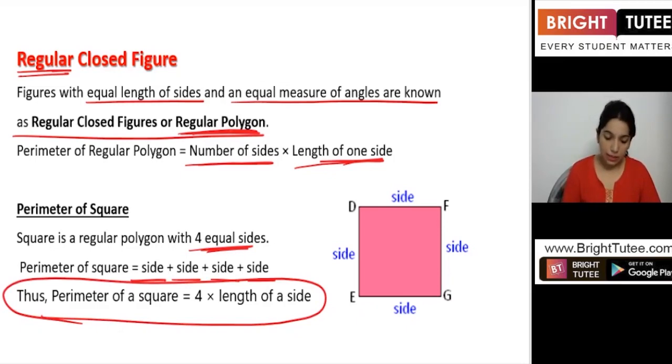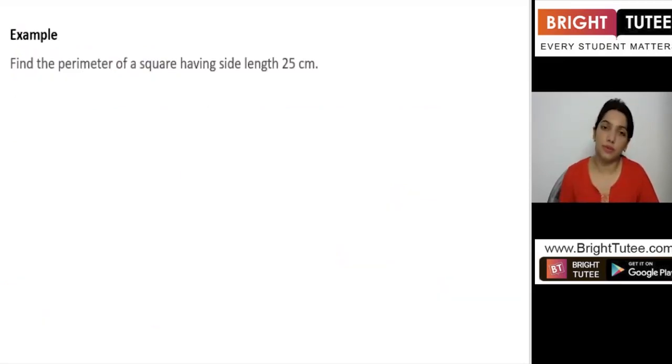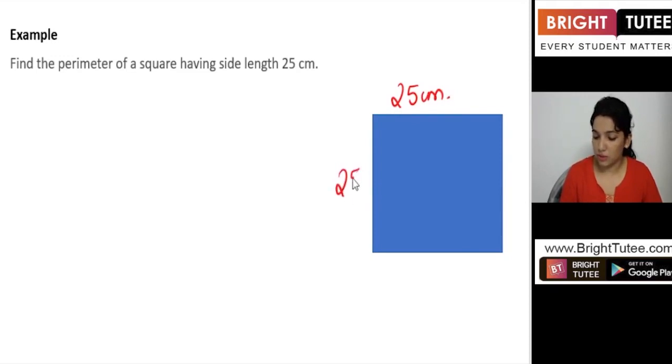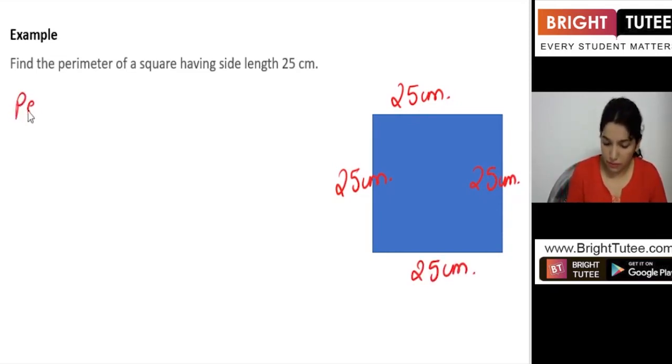Clear? Let us see one example, then it will be very clear to you. It says find the perimeter of a square whose side length is 25. So I'm just going to put a square here first. This is a square, and each of its sides is 25 centimeter. So this is 25 centimeter, this is also 25 centimeter, this is also 25 centimeter, and this one is also 25 centimeter. Now, how can we find its perimeter?